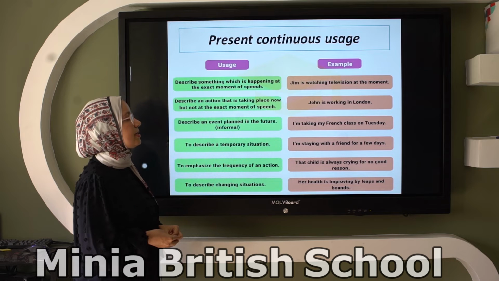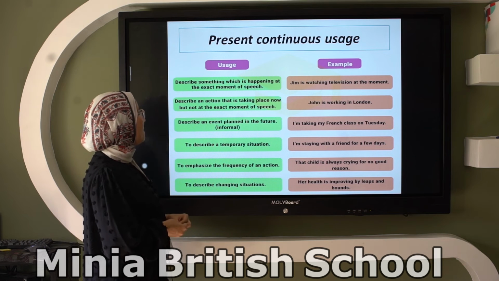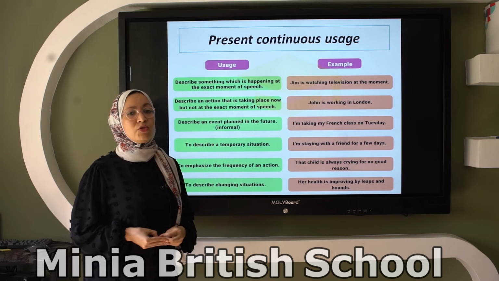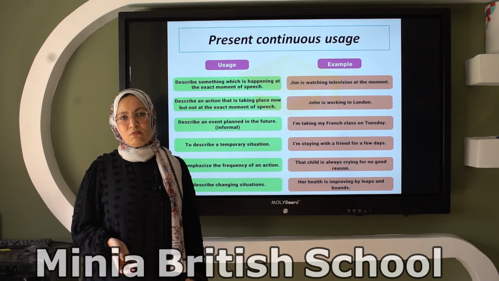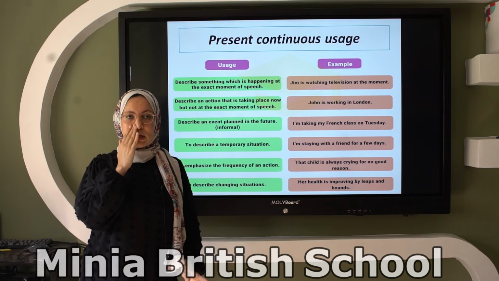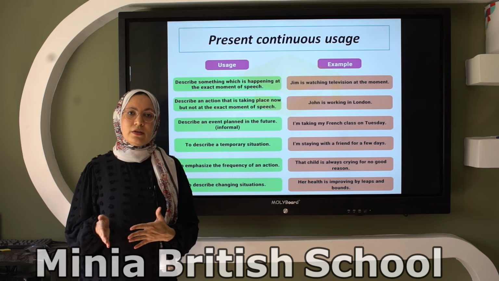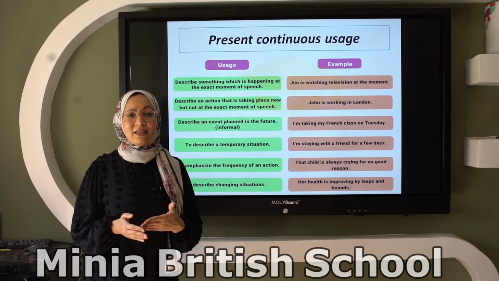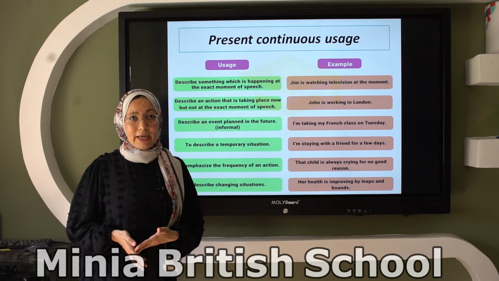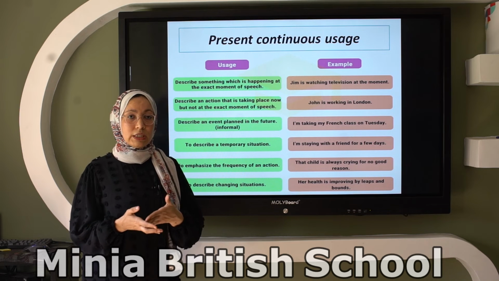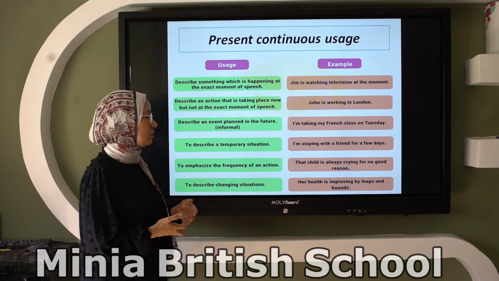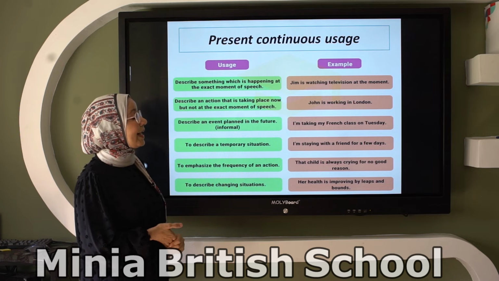Second, describe an action that is taking place now, but not at the exact moment of speech. For example, John is working in London. He lives in London now, and he is working in London now, but not at the exact moment. But in general, he is working in London. Third, describe an event planned in the future.